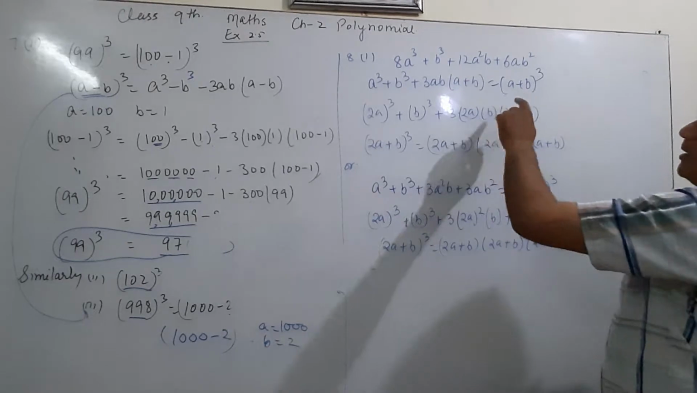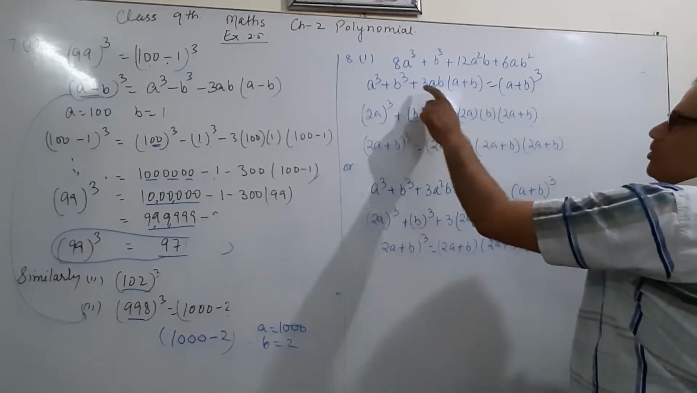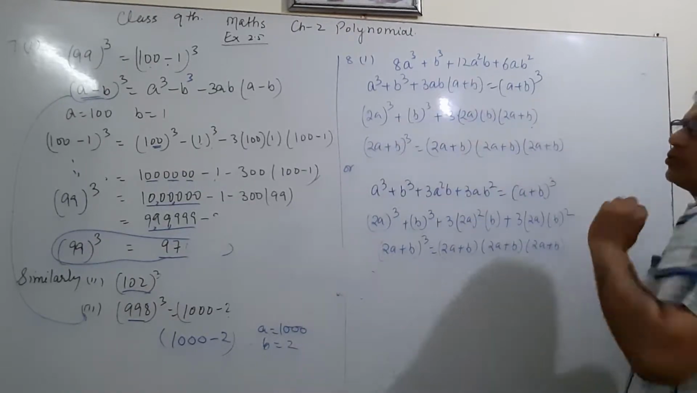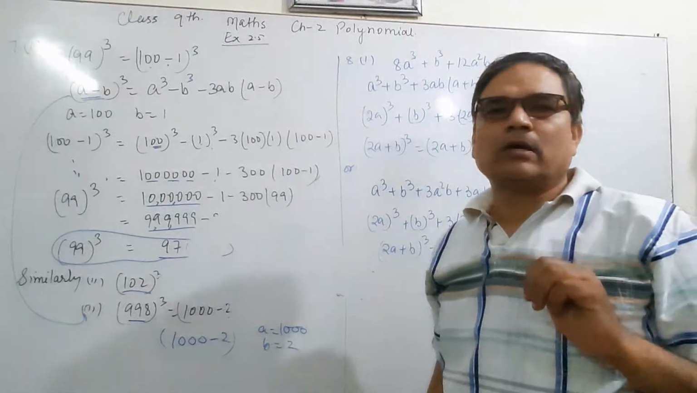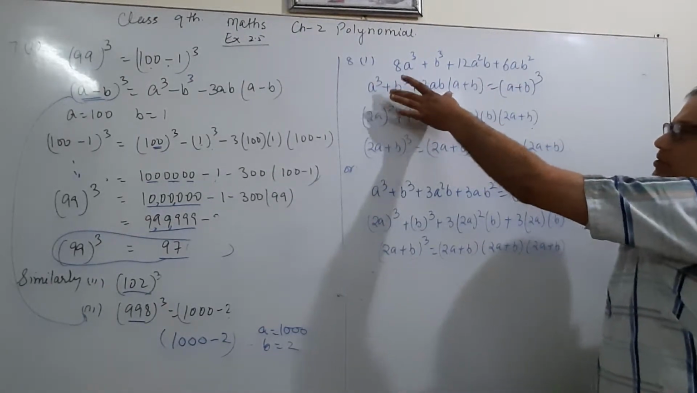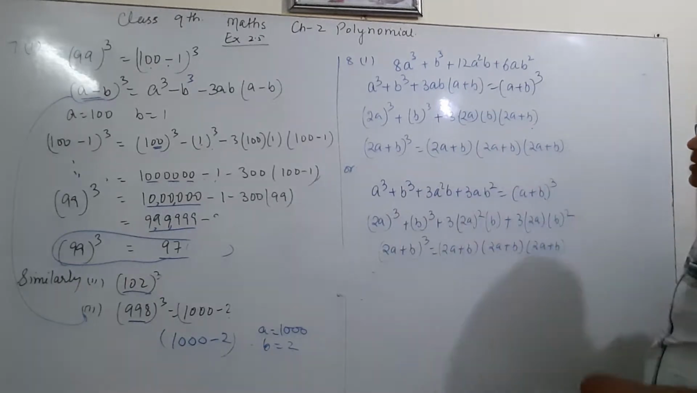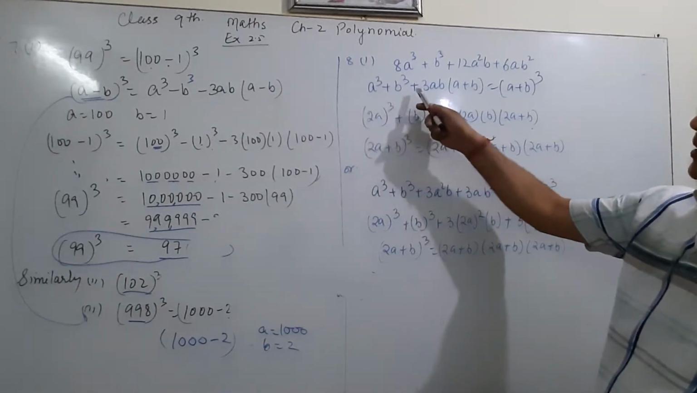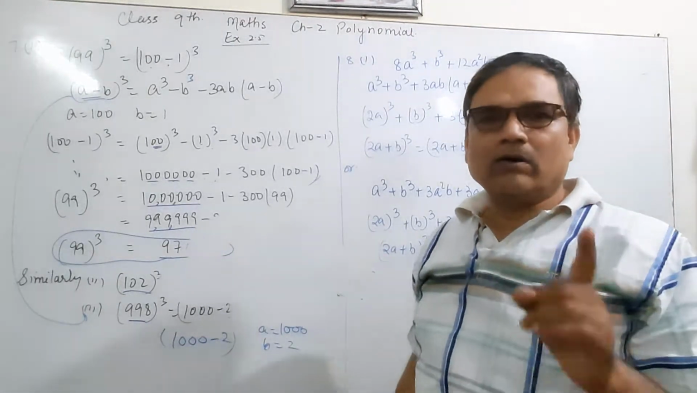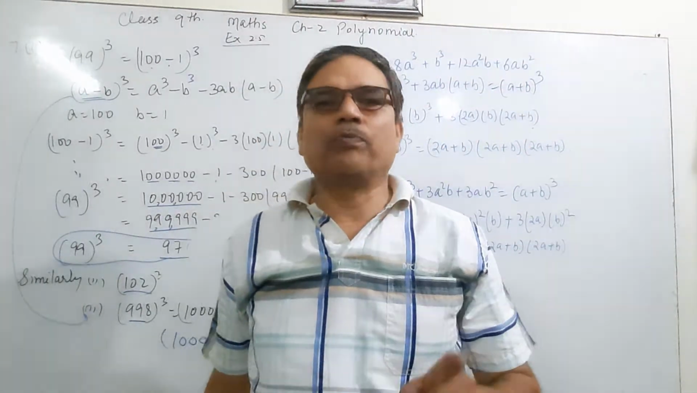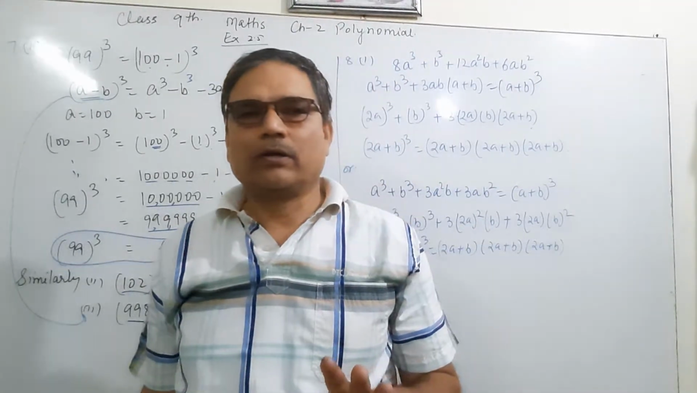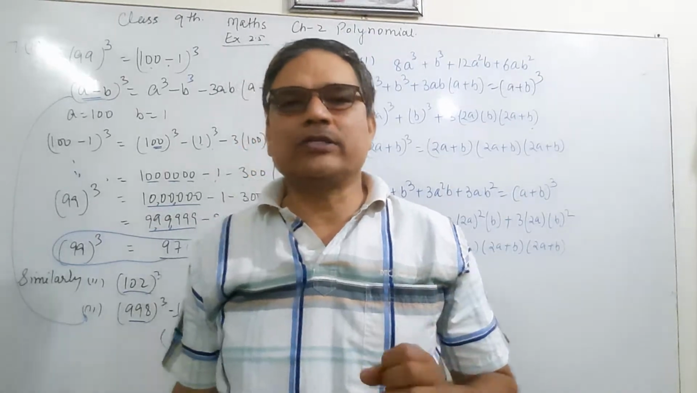We know the identity a plus b whole cube is equal to a cube plus b cube plus 3ab (a plus b). This question can be solved in two ways, because a plus b whole cube has two forms of identity. First: a cube plus b cube plus 3ab (a plus b) is equal to a plus b whole cube. Second: a plus b whole cube is equal to a cube plus b cube plus 3a square b plus 3ab square. We have to use this identity.